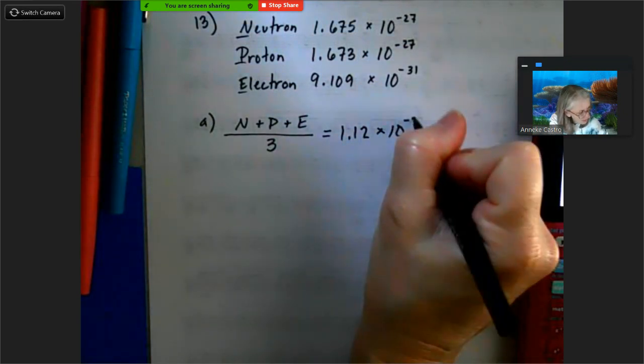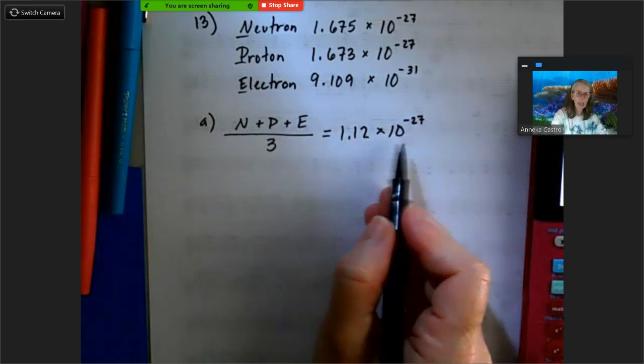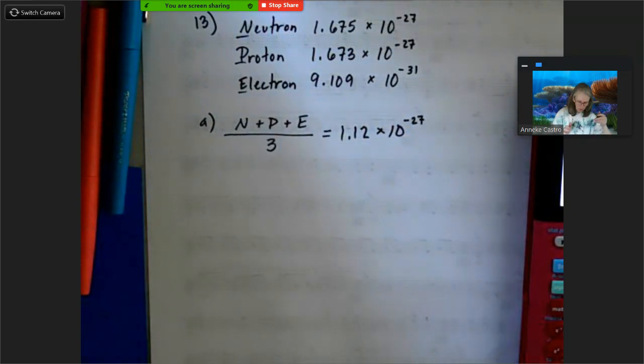Notice I did not write down the letter E with a negative 27. That is only for calculators. Do not write that on a math paper. We write it out with the times 10 notation, which is the way that we should be doing it. All right, so that's part A.